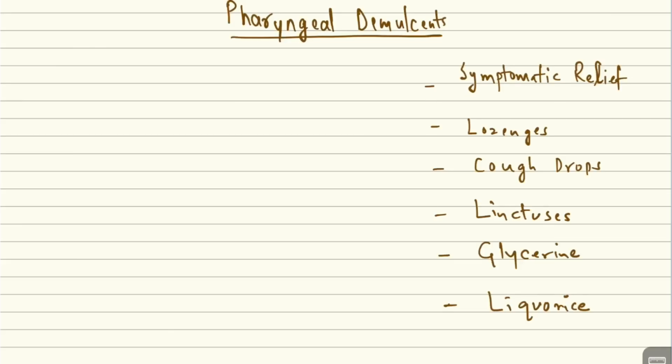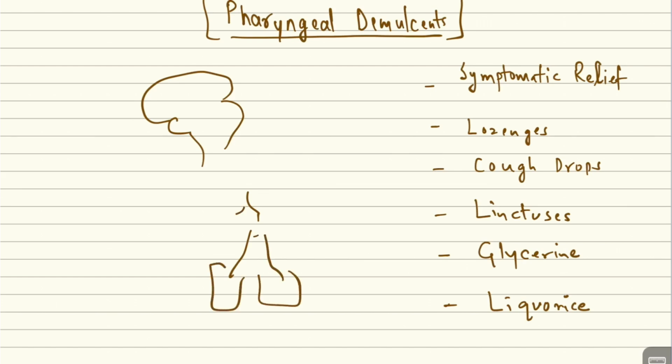First, let us talk about the pharyngeal demulcents. As we already discussed, they basically block the afferent signals. What happens whenever we cough? There are signals coming from the throat and the respiratory passages. These signals are very painful and cause pain in the throat and respiratory passages. These afferent signals going to the brain are blocked by the demulcent group of drugs. They basically soothe our throat and provide symptomatic relief.